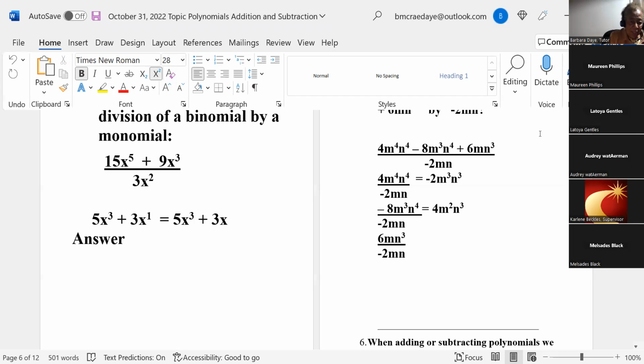Okay, now you have your last one here. 6 divided by minus 2. What's that equal to? Good. You got minus 3.